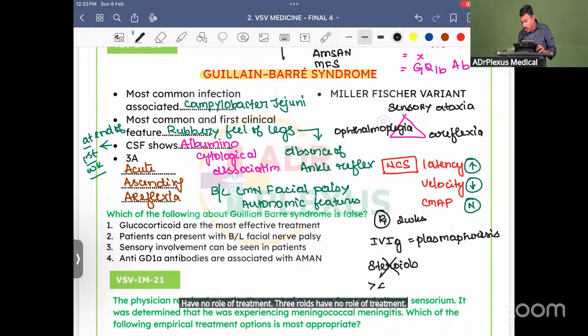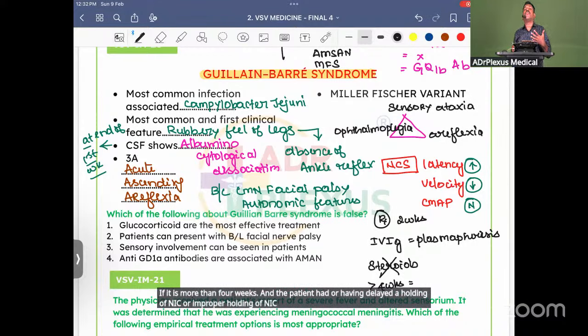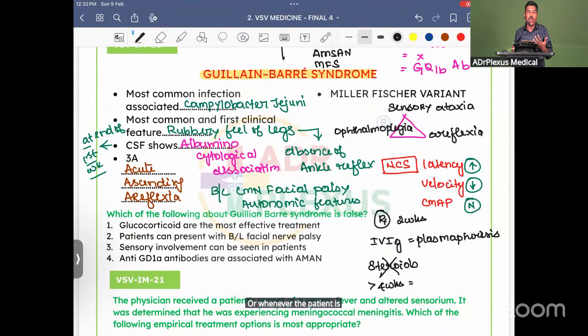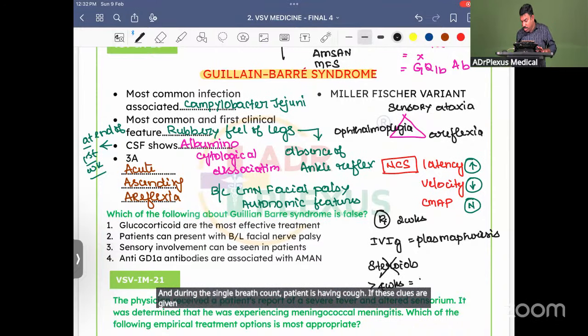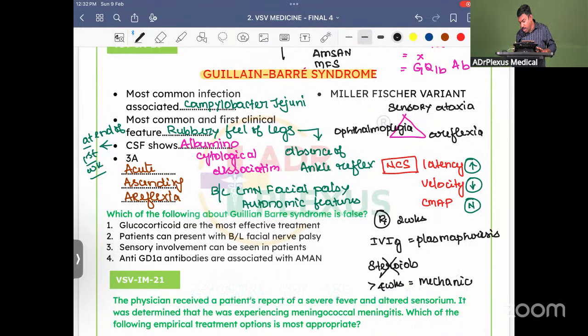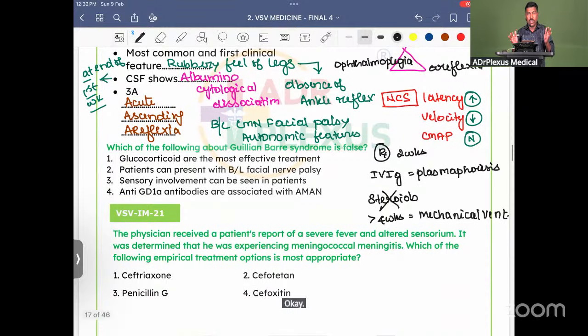If the patient has a delayed holding of neck or improper holding of neck, the neck falls back, or the patient has a poor respiratory effort, or whenever the patient is having a single breath count of less than 10, and during the single breath count the patient is having cough. If these clues are given in your question, then you have to put the patient on mechanical ventilation. That is a very, very important thing. Okay. So this is about Guillain-Barré syndrome.